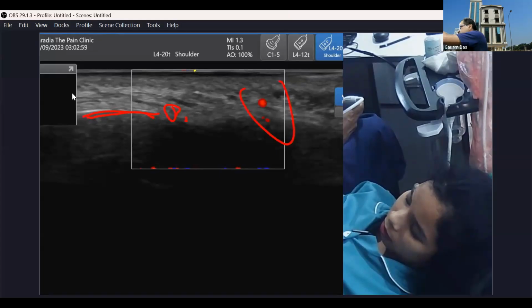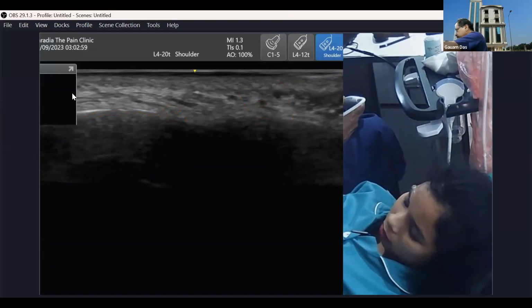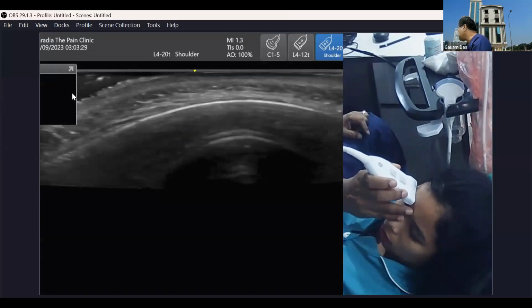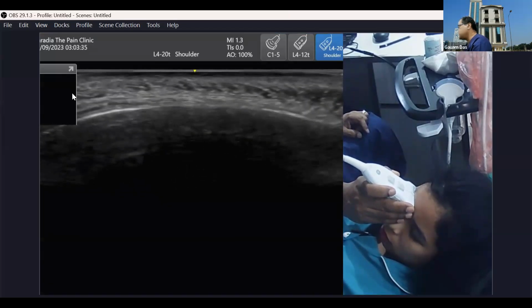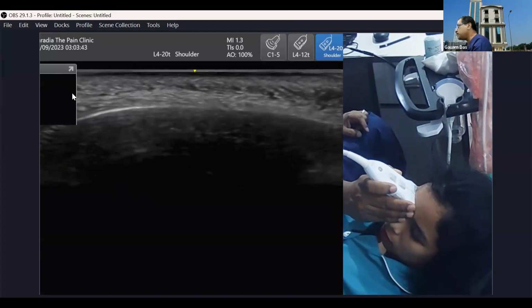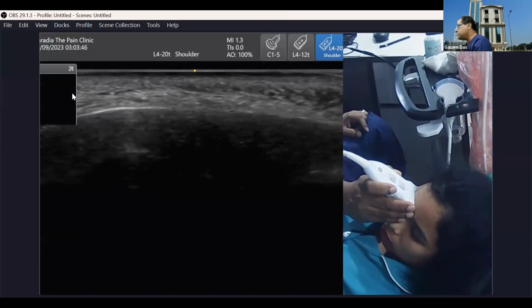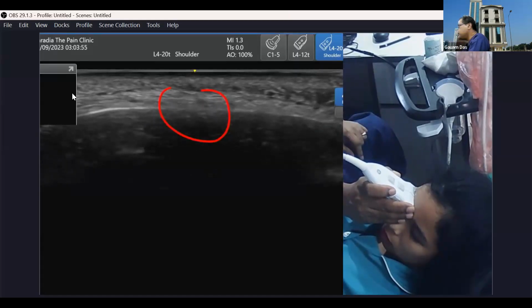Sometimes blood vessels are so tiny that the color may not pick them up, but you will be able to see the break. That is more important. This is the bony cortex, and you come down and look for the break. In the center of the screen, you can see the small tiny blood vessels in the break. So this is the area for the supraorbital. You can see some small tiny pulses there.